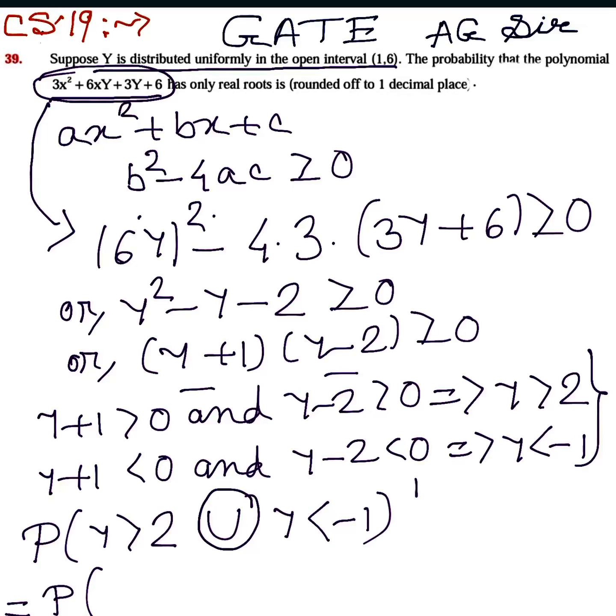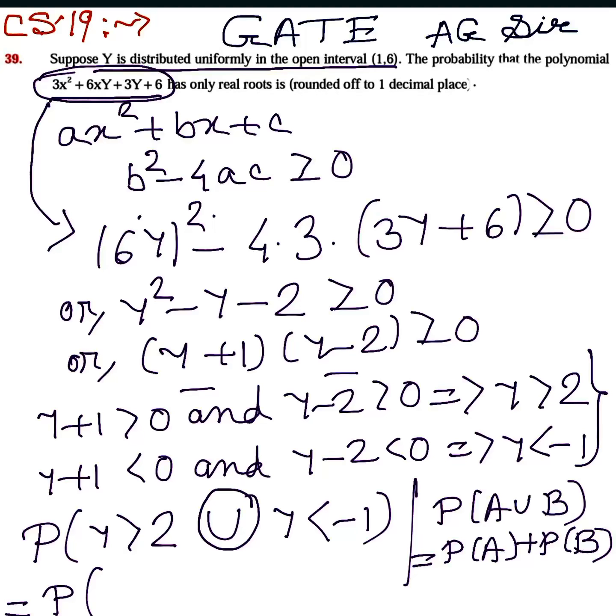Now y greater than 2 or y less than negative 1 gives us the probability of A union B, where A and B are two events. There is an addition law of probability: the probability of A union B is the probability of A plus the probability of B only when the events are mutually exclusive. Here the events y greater than 2 and y less than negative 1 are mutually exclusive, they cannot happen simultaneously, and hence this is equal to the probability that y is greater than 2 plus the probability that y is less than negative 1.